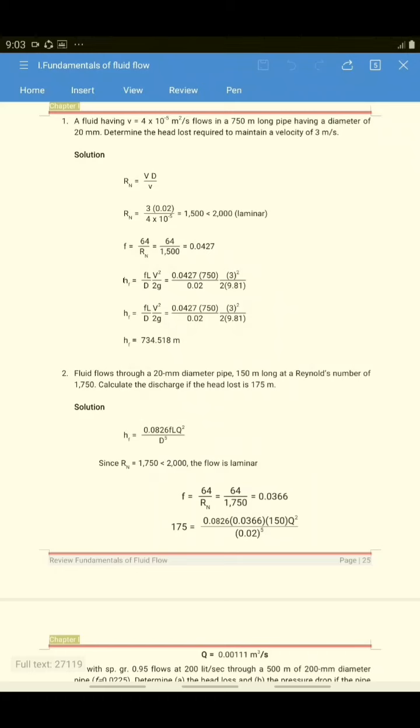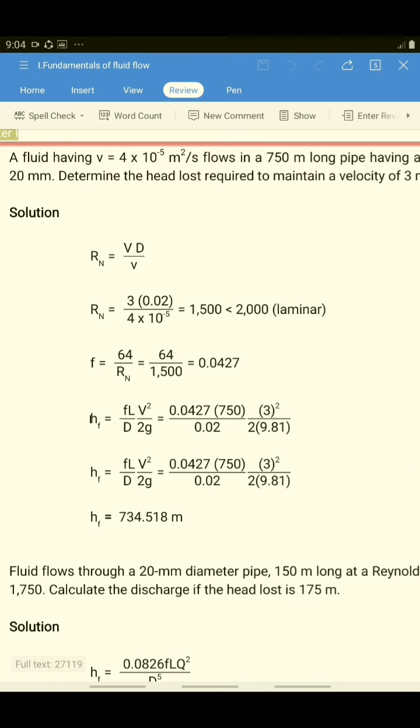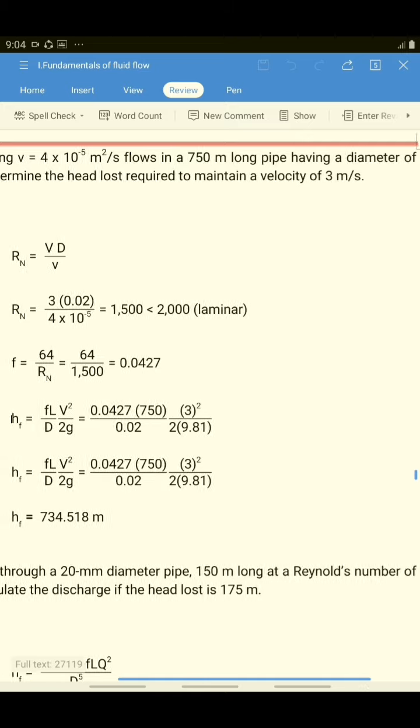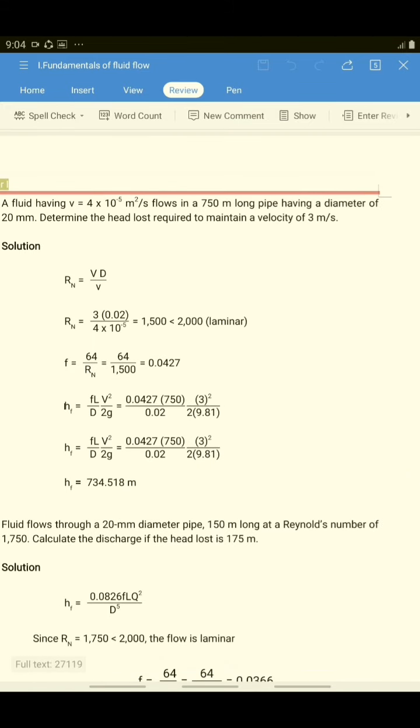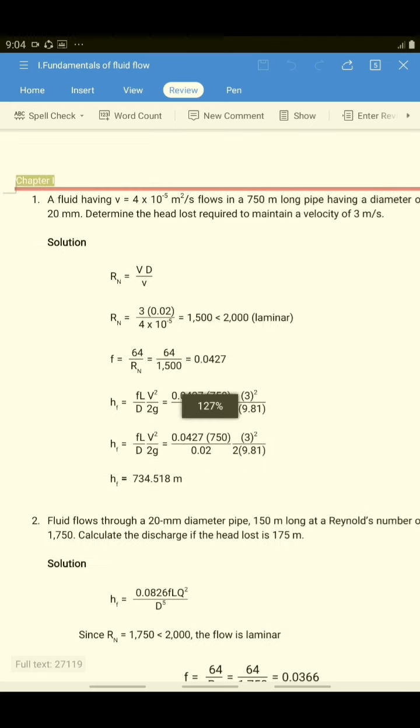Okay, let's take this example. Number 1, a fluid having a kinematic viscosity equal to 4 times 10 to the negative 5 meters squared per second flows in a 750 meters long pipe having a diameter of 20 mm. Determine the head loss required to maintain a velocity of 3 meters per second.